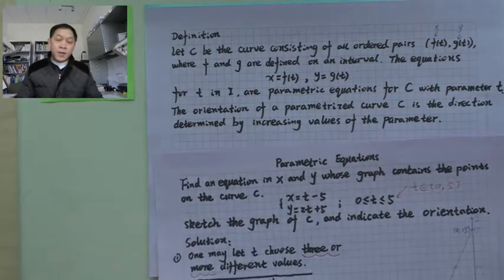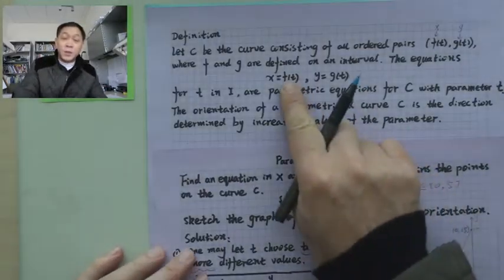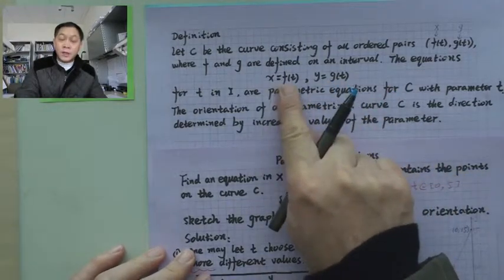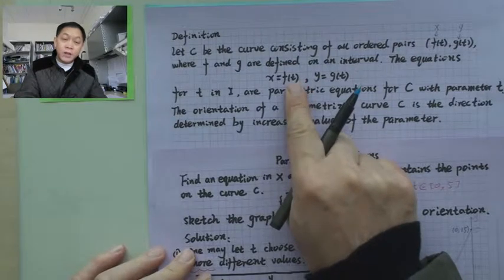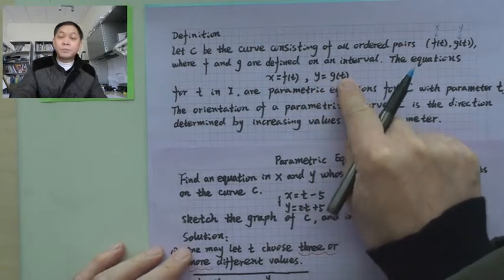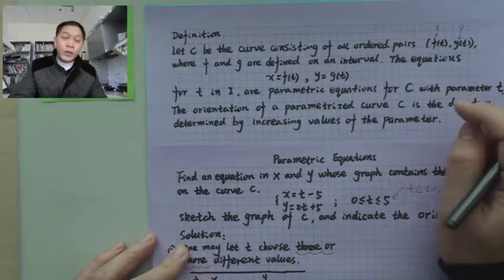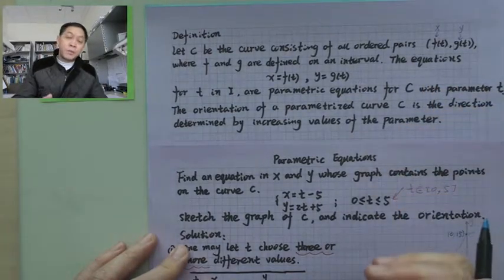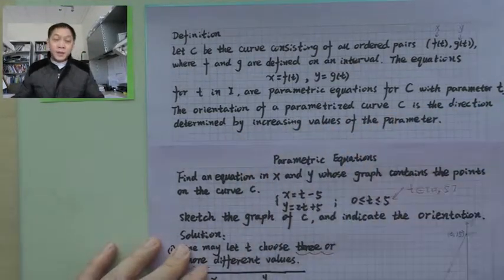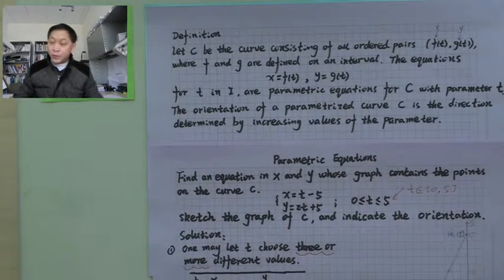By using this example, we have introduced the parametric equation. The x coordinate equals a function with parameter t, and the y coordinate equals another function with parameter t. And the orientation can always be found by increasing the value of t. Basically this is the definition, the introduction, for parametric equations.